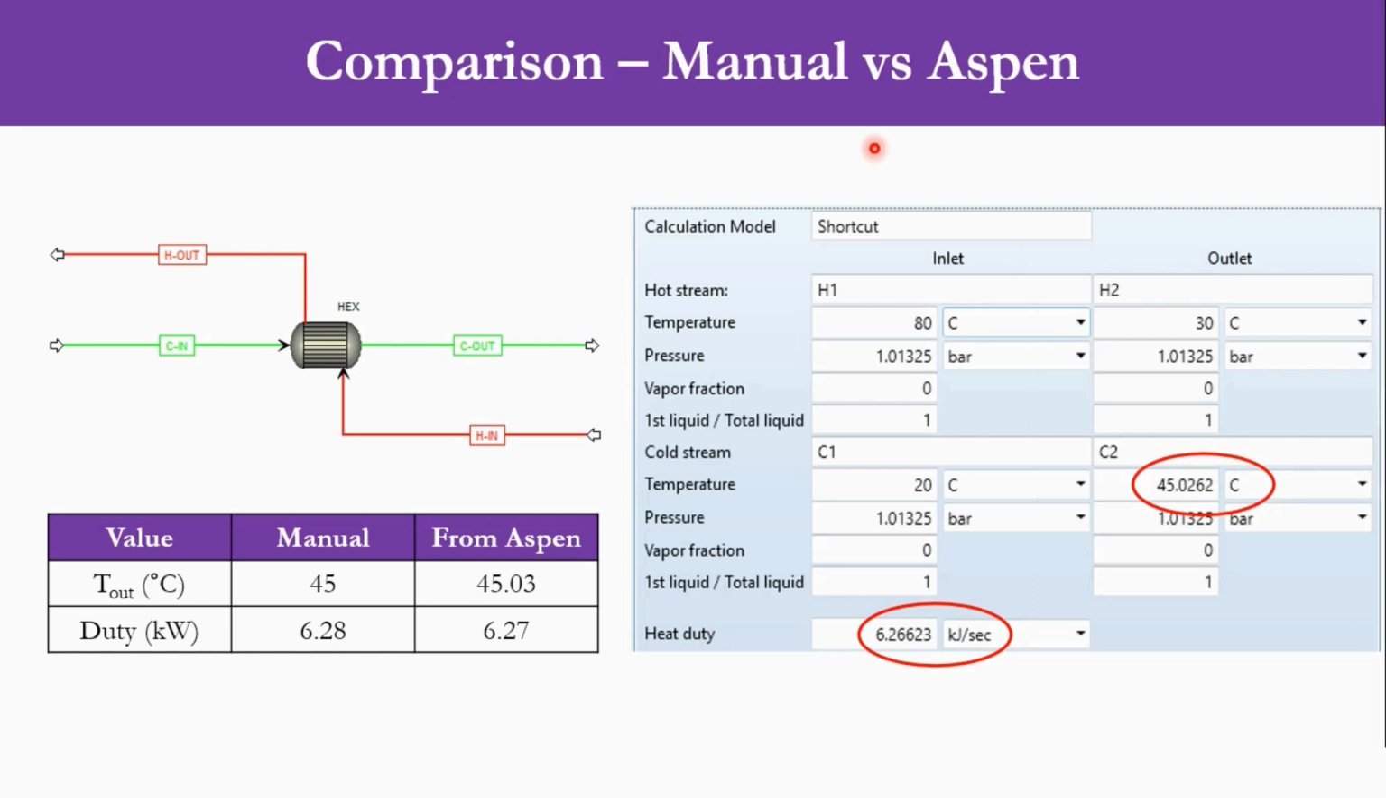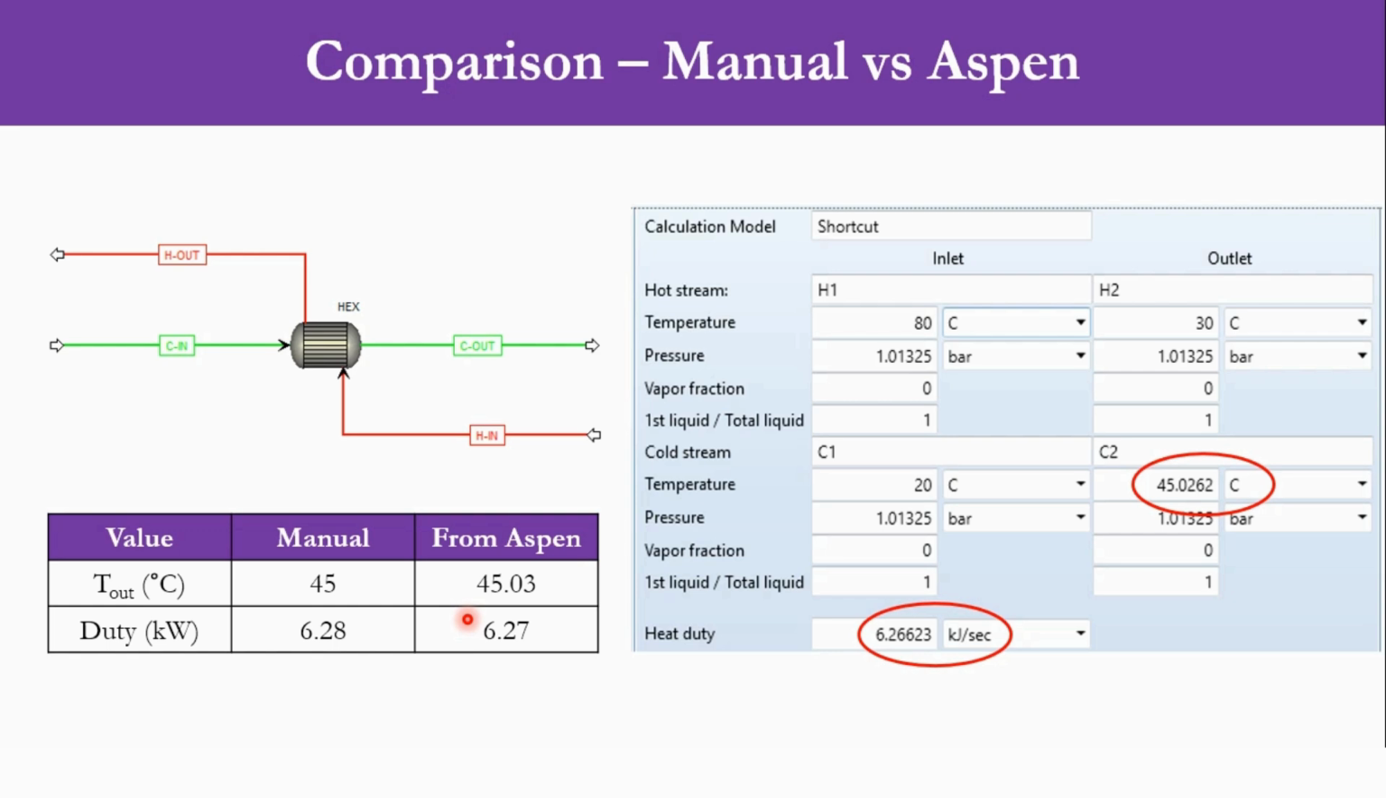Now coming to the third part, which is the comparison of manual calculations with Aspen calculations. You can see manually we calculated the outlet temperature as 45 degrees centigrade, while from Aspen it is coming out to be 45.03. If you see the percentage difference is less than 1%, which means that this is allowable. Similarly, the duty is approximately 6.27 kilojoule per second or kilowatt from Aspen calculations, while from manual calculations it is 6.28, again in the acceptable range.